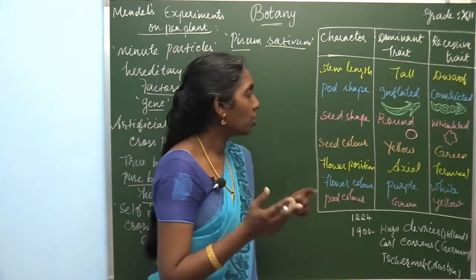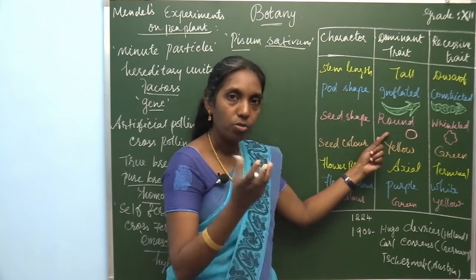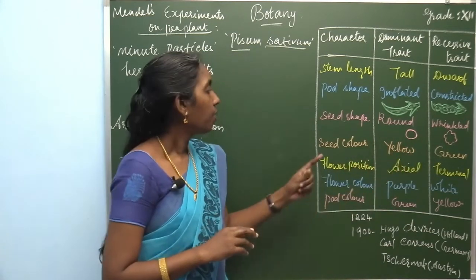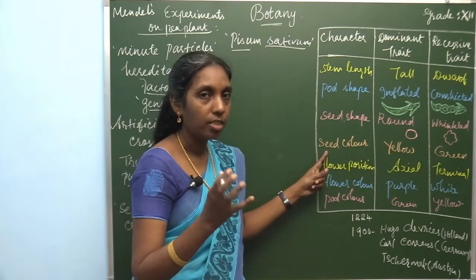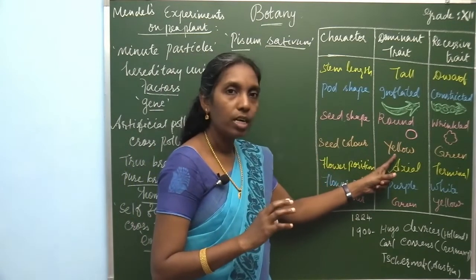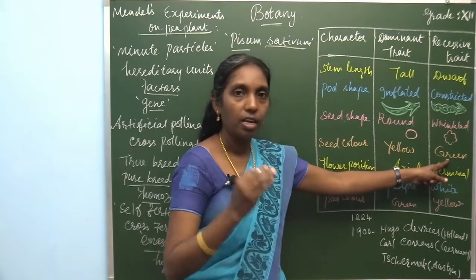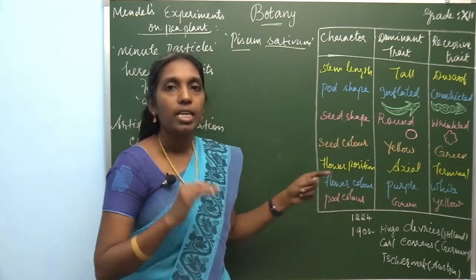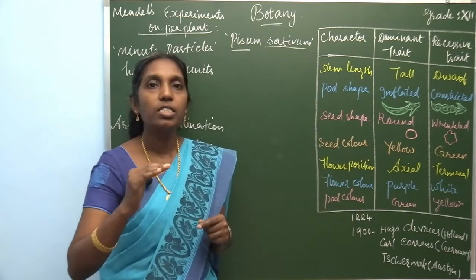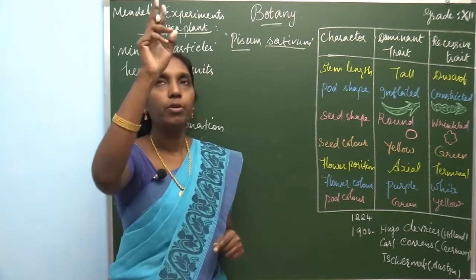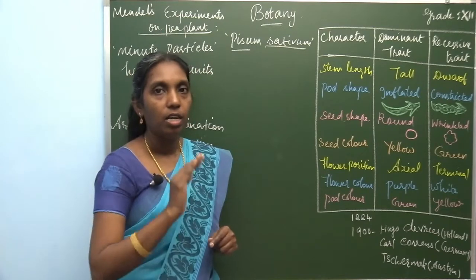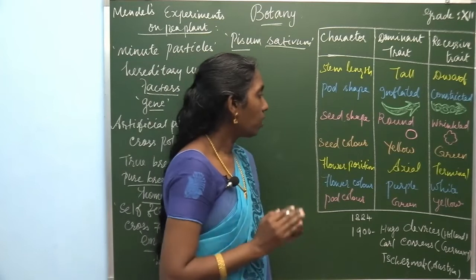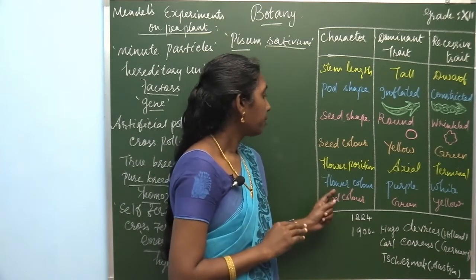There are two different shapes of seed, round and wrinkled. The seed color is yellow and green. And the position of the flower: either the flower is axillary, or it is produced in the terminal region. Axillary region or terminal region is the position of the flower. That is one of the contrasting characters.